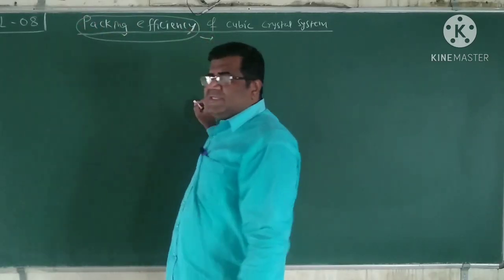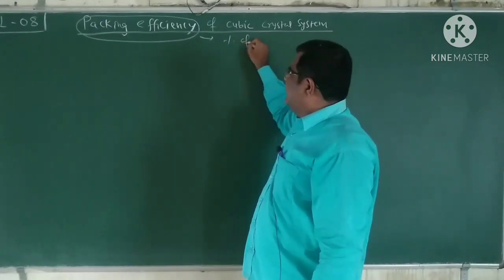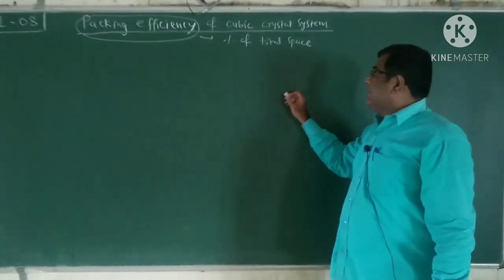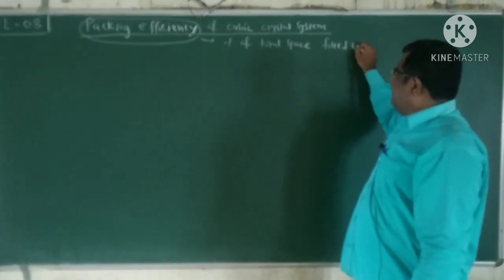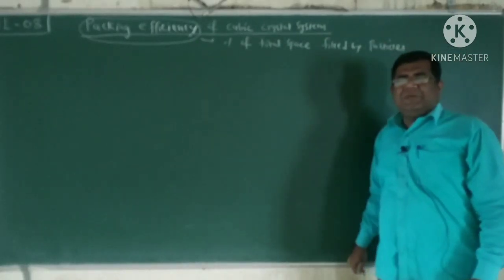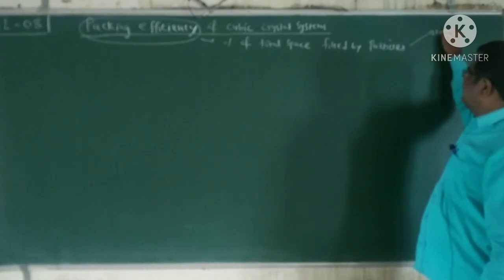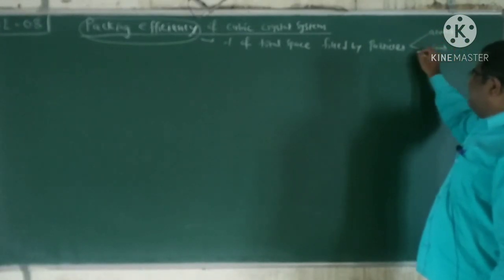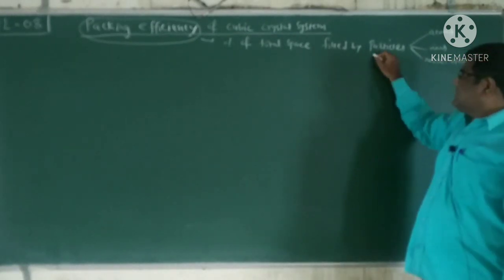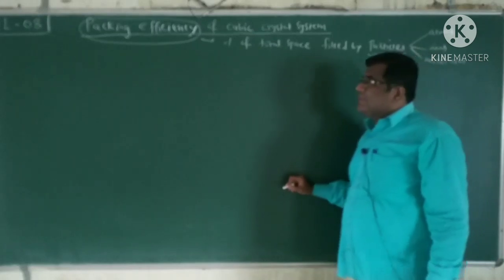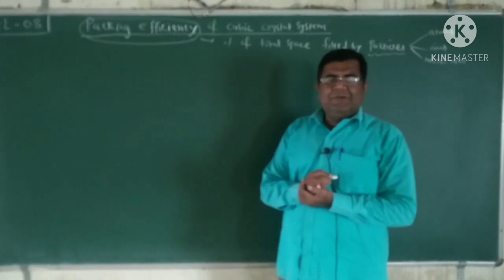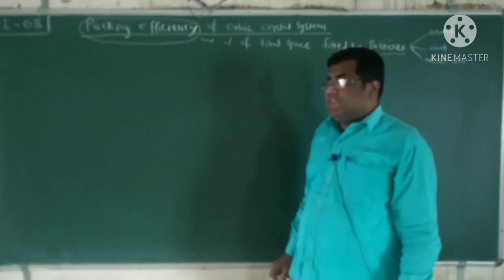So packing efficiency is nothing but the percentage of total space filled by particles. And by particles we mean it can be atoms, ions, or molecules. Already we discussed this word. So it is the percentage of total space occupied. Filled means occupied by the particle. It's called packing efficiency.